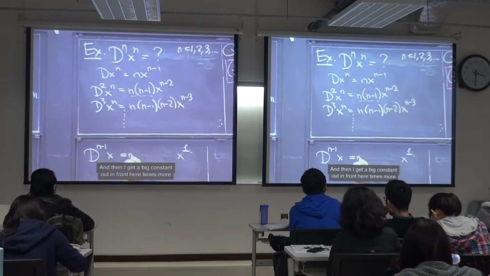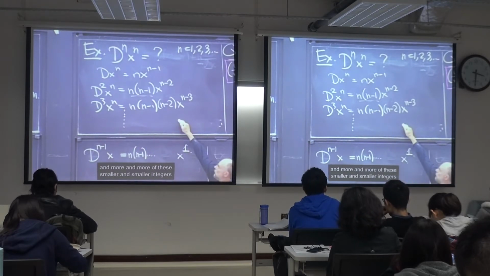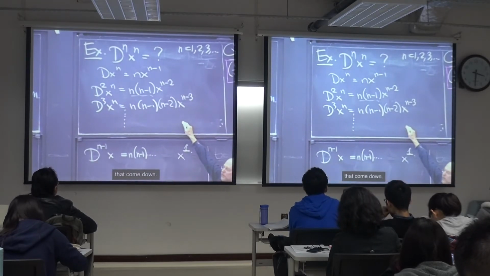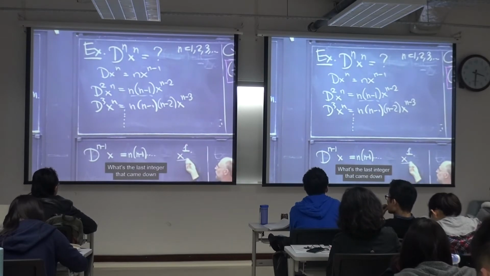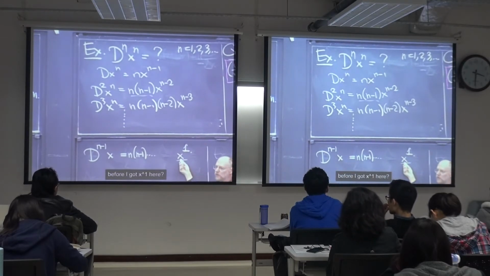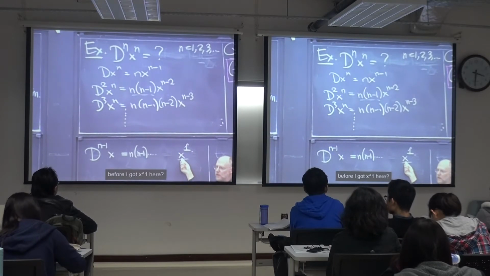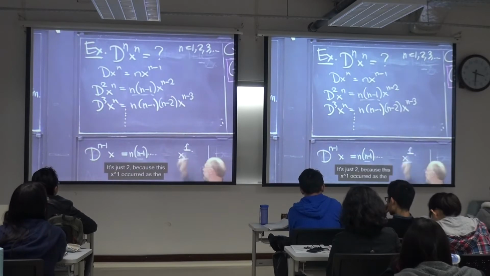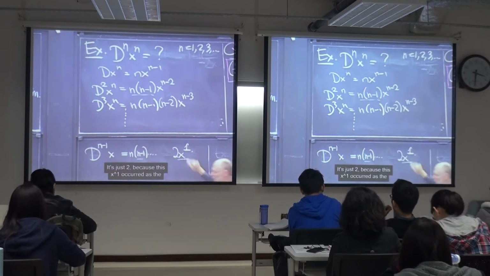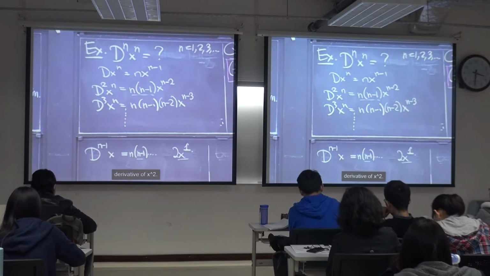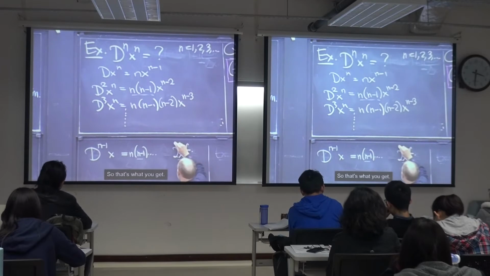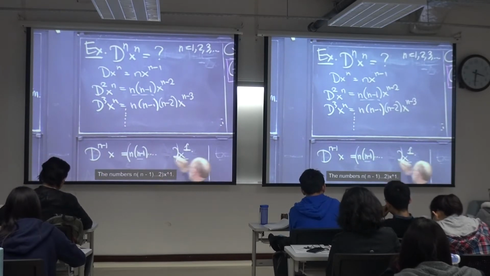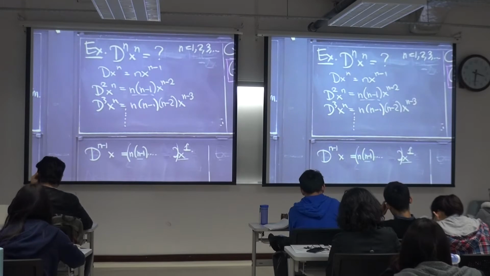And then I get a big constant out in front here, times more and more of these smaller and smaller integers that come down. What's the last integer that came down before I got x to the first here? Well, let's see. It's just 2, because this x to the first power occurred as the derivative of x squared, and the coefficient in front of that is 2. So that's what you get: the numbers n minus 1, and so on down to 2, times x to the first.